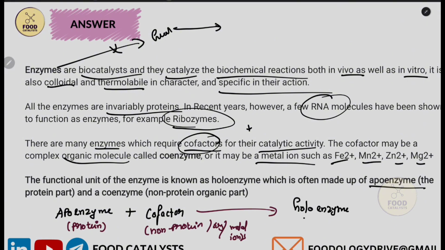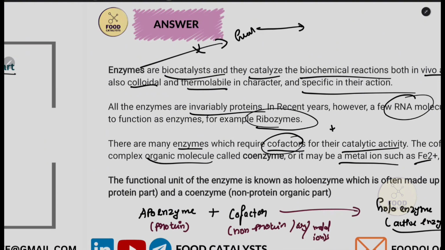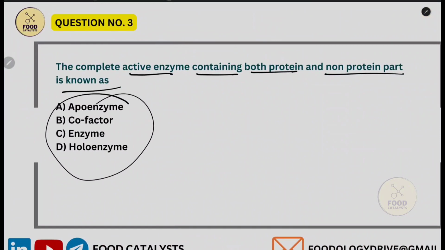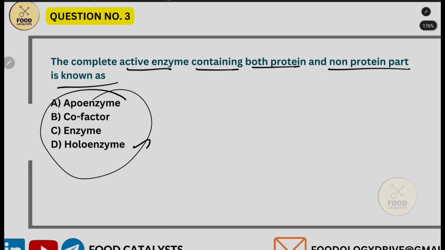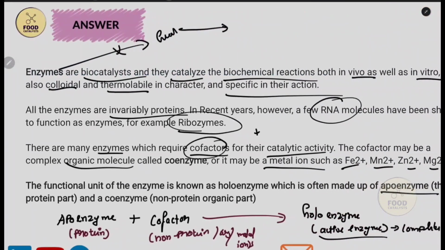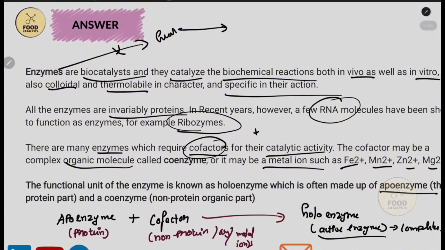So this holoenzyme is the most active enzyme which will be used for the process. Okay, so this holoenzyme is an active enzyme. This is a complete enzyme. So the question is basically this: a complete active enzyme containing both protein and non-protein part is what? It's holoenzyme. But we should not stop there. We should learn more about these things, right?